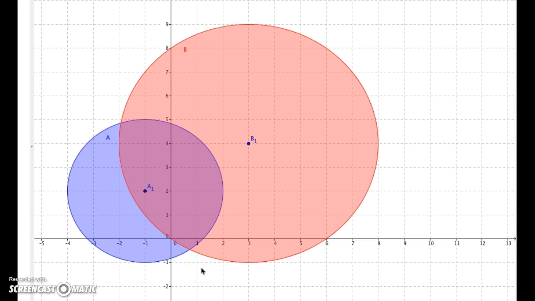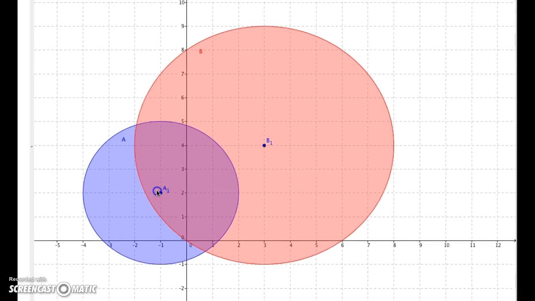So the first transformation we need to perform, remember we're trying to get one circle to cover the other one completely. So what I'm going to do is I'm going to get circle A to cover circle B. So the first transformation I need to perform is translation. So I'm going to translate circle A so that it has the same center as circle B.